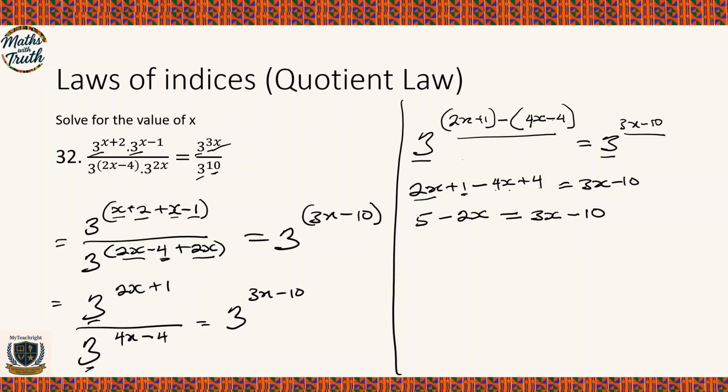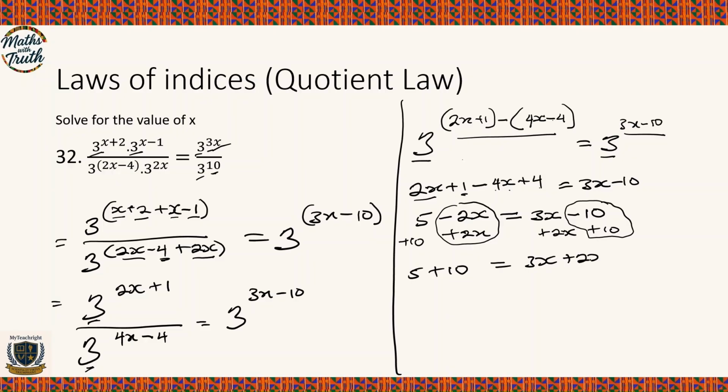Add 2x to both sides. So we have plus 2x, plus 2x, and then you also add 10 to both sides, so plus 10, plus 10. So then this eliminates this from here, and this one eliminates the 10 from there. Okay, solving linear equations. So then here we have 5 plus 10 is equal to 3x plus 2x, which then is equal to 15 equals 5x.